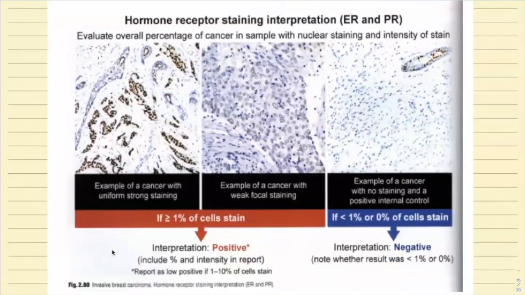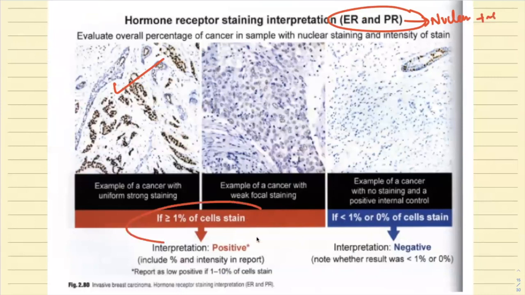Now, according to the latest WHO, just understand for ER and PR positivity, when are you going to say that the immunohistochemistry ER, PR is positive? So this is the positive slide. And they show nuclear positivity. Both ER, PR, they are showing nuclear positivity. And very important, WHO has given that if more than 1% cells are positive, then we take it as ER or PR positive. The interpretation should be positive. If less than 1% or 0% cells stain positive, then it is taken as negative.